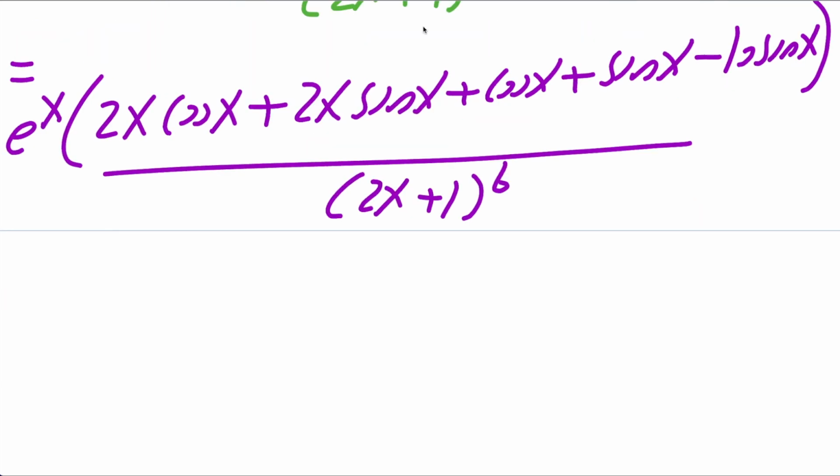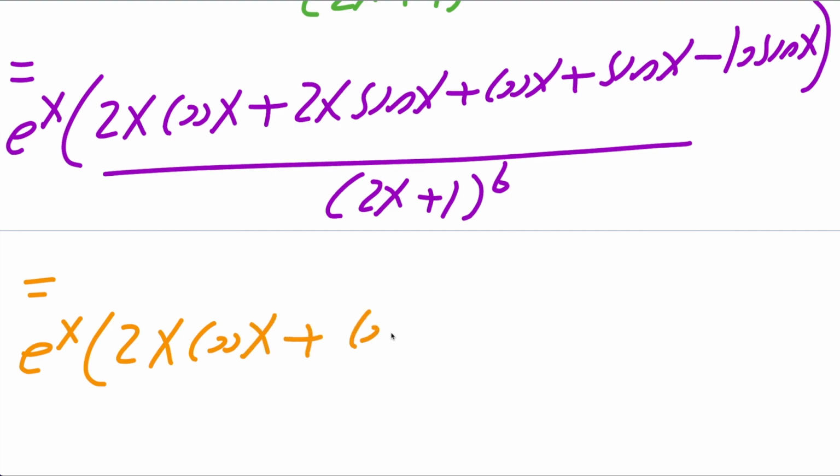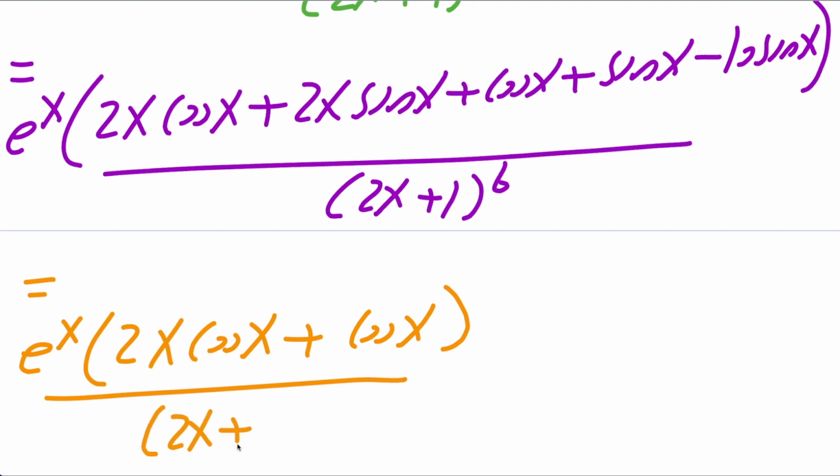And what I'm going to do next is kind of split it up where I have cosine x on one side and sine x on the other. And I'll show you what I mean by that. So we could say e raised to x, parentheses, we have 2x cosine x plus cosine x, close parentheses, divided by our denominator, parentheses, 2x plus 1, close parentheses, raised to 6.